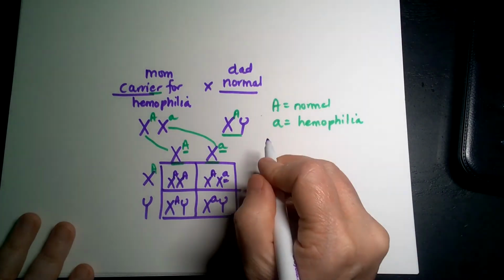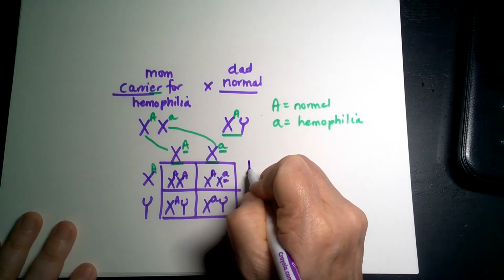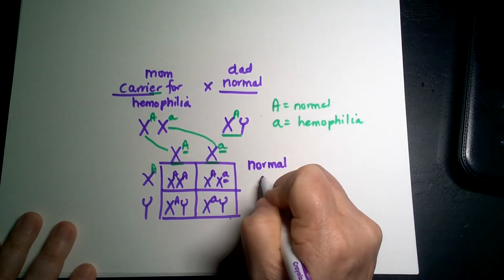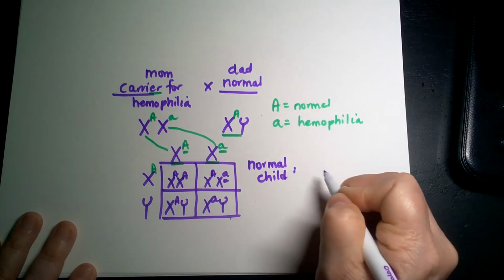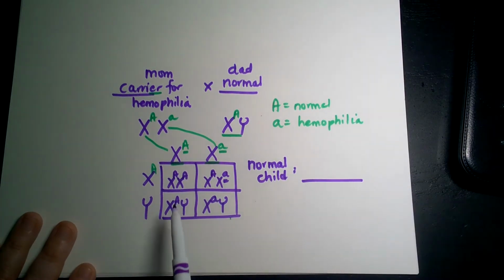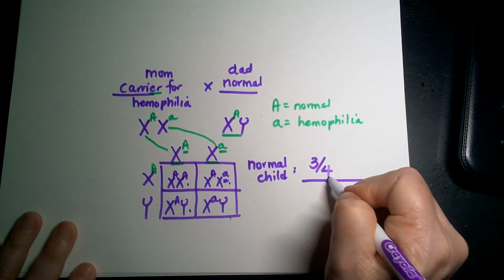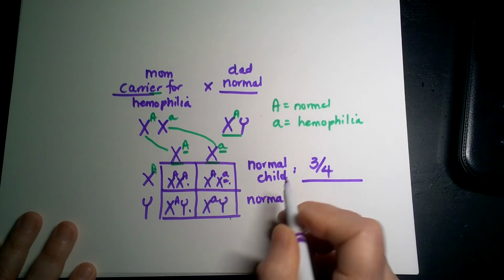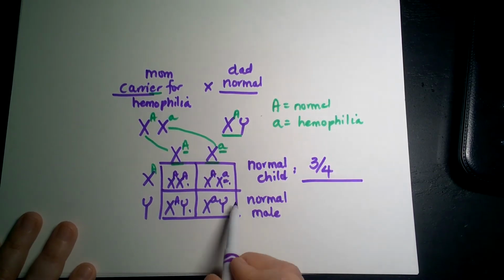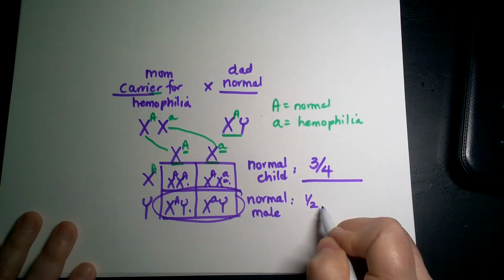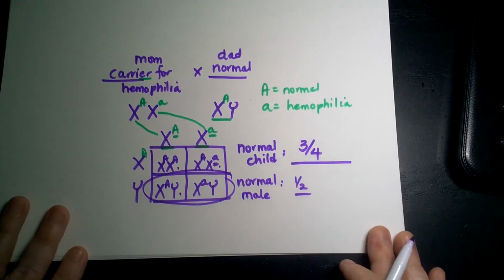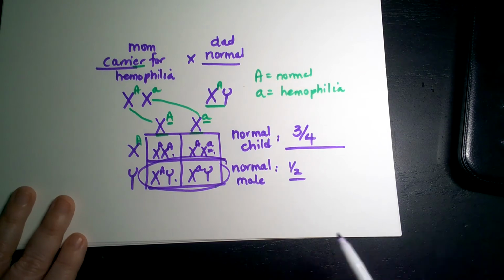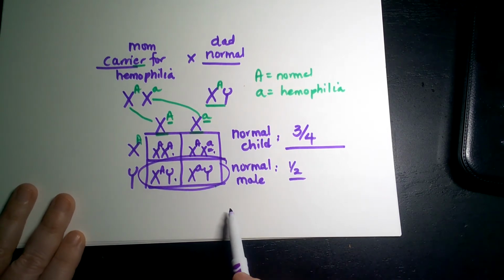So, for example, if I said the chance of a normal child. So I'm not asking for boy or girl, I'm just asking normal. So that's 1, 2, 3. So 3 out of 4. Okay. Now, if I said a normal male, now I'm only looking at my 2 males, and that's going to be a 50-50 chance. If I say, what's the chance of having just a male? That's also a 50% chance.